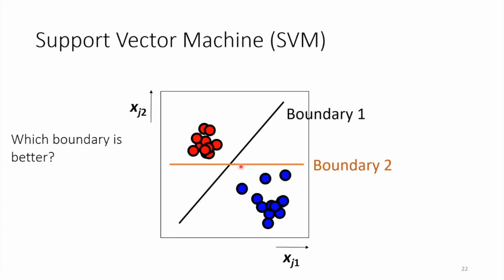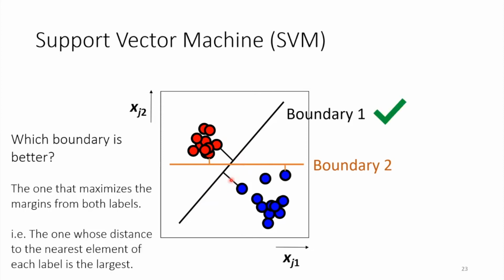Exactly. So that's exactly what SVM does. So SVM would calculate the distance between the margins, from each label set and the boundary that you have calculated. And then it will favor the ones that have a higher margin. So in this case, the margin between the black boundary and the red points and the blue points is larger than the margin from the orange line, right? So that means that the black boundary is actually better.